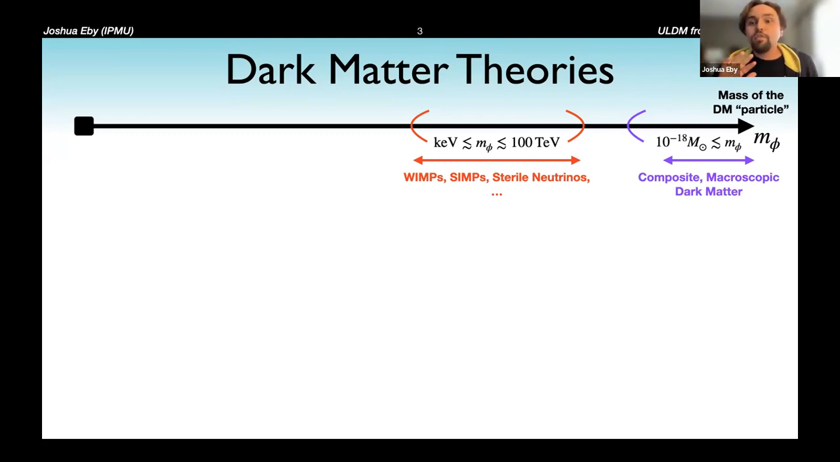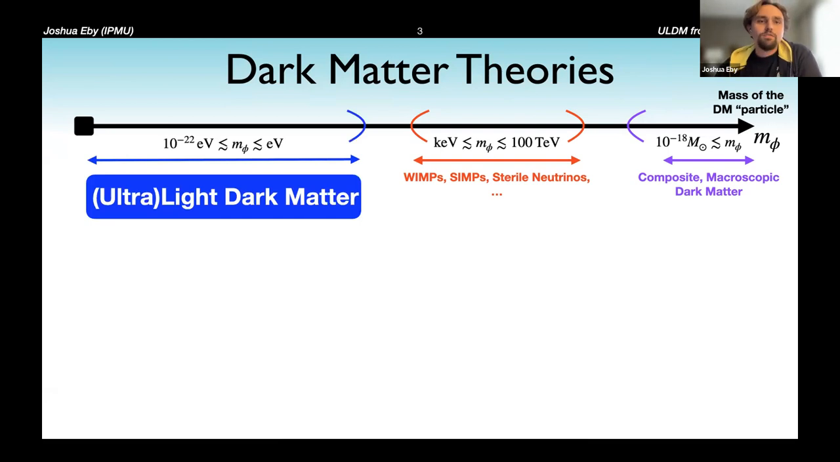There's lots of good ideas about very heavy dark matter at the solar mass scale or kind of macroscopic scale. There's also a lot of really good work being done around the TeV scale and thereabouts. These are things like WIMPs and so on, but I'm not talking about either of those things today. What I'm interested in is this very lightest, lowest mass range, which I will call just generally ultralight dark matter. I will also use the word axion almost synonymously, or ultralight scalar. All of those terms, I will just mean a scalar boson in the mass range between 10 to the minus 22 eV and about eV.